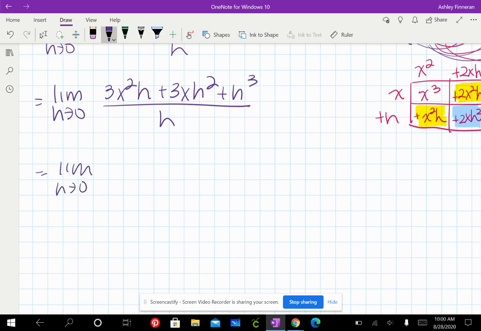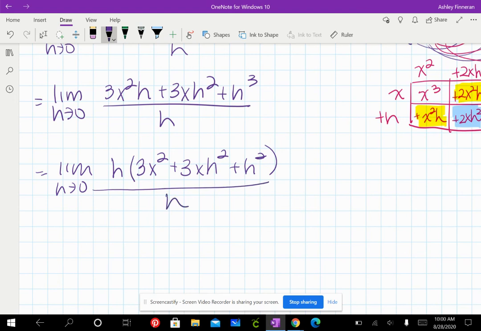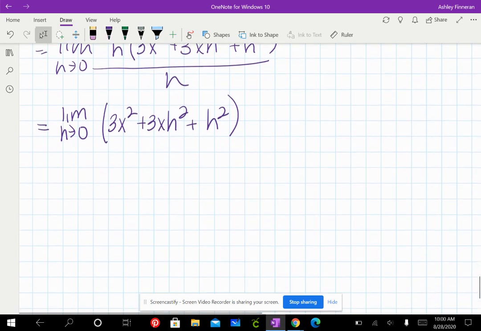So if you notice, each of the terms in the top have a factor of h. So if I take out the h from each term, I am left with 3x squared plus 3xh plus h squared. Now I can divide the h's to get 1. And that gives me the limit as h goes to 0 of 3x squared plus 3xh plus h squared.